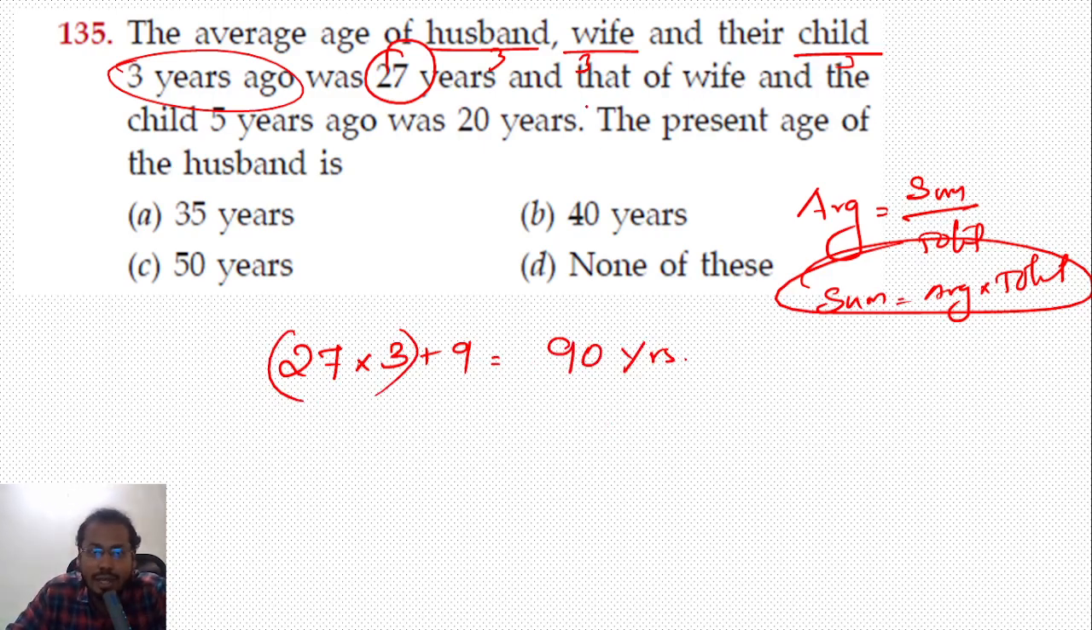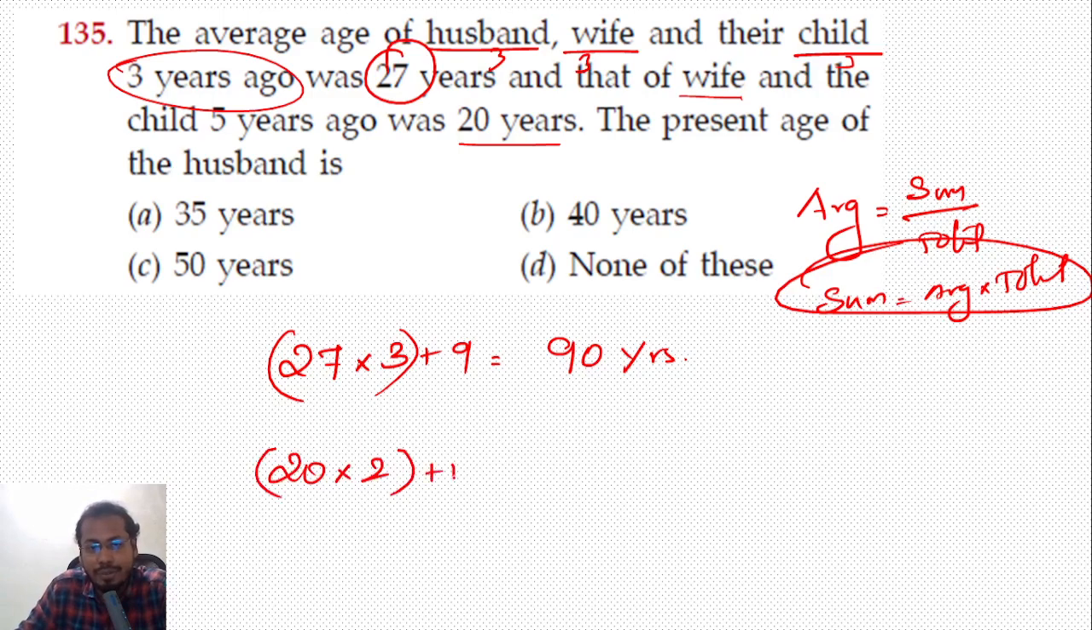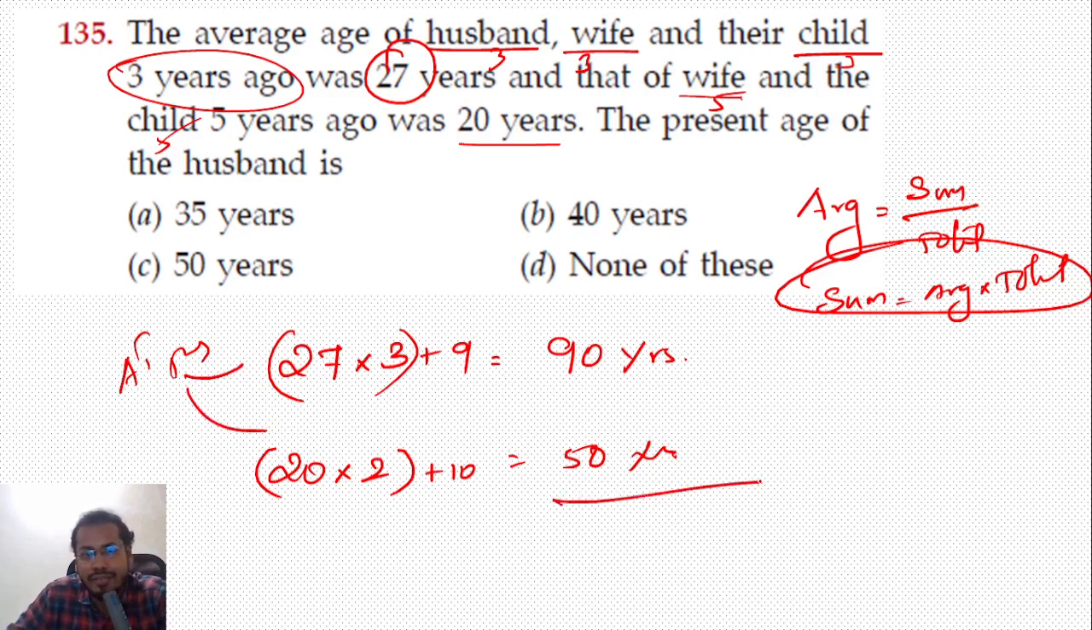Right, 90 years. So now the wife and the child, 5 years ago, was 20 years. The wife and child together is 20 years, 5 years ago. So 5 years ago 20 into 2, 5 years ago; now it is plus 10. So for the wife I need to add 5, and for the child I need to add 5. Okay, so what will I get? It is 50. 50 years. So the present age of the husband is what? Both at present age. So the difference is 40 years. That's the right answer.